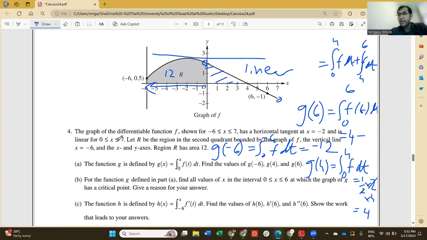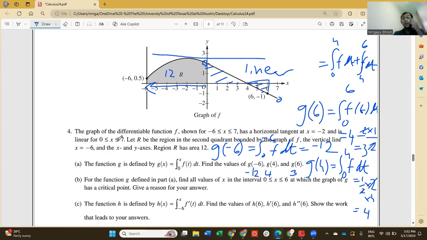But you have to be aware that the integral from 4 to 6 is a negative value, right? Because it's below the x-axis. So it'll actually be 1/2 times 2 times 1. I'm trying to save space again. So the 2's cancel, so it's just 4 minus 1, which is equal to 3. So that means g of 6 is 3, g of 4 is 4, and g of -6 is -12.